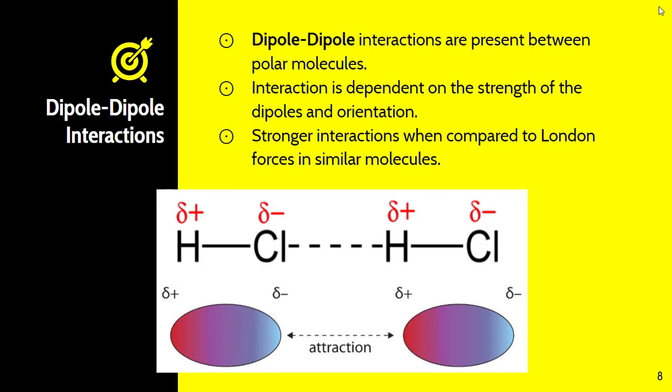Dipole-dipole interactions are present between polar molecules. The interaction is dependent on the strength of the dipoles and the orientation. So we have HCl here. Chlorine is far more electronegative than hydrogen and therefore has a relative negative charge. The hydrogen has a relative positive charge. The strength of the dipoles is purely dependent on the difference in electronegativity between the two atoms that are present. The negative of one is going to be attracted to the positive of another. These interactions are much stronger when compared to London forces in similar molecules, particularly ones of similar size.